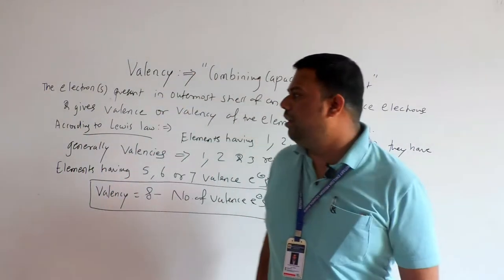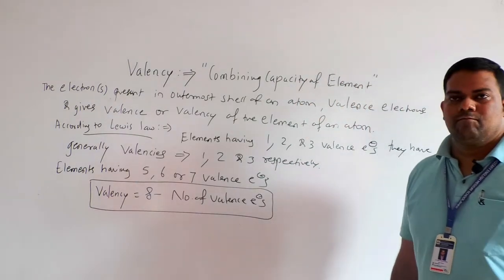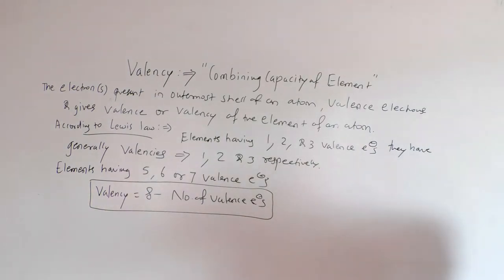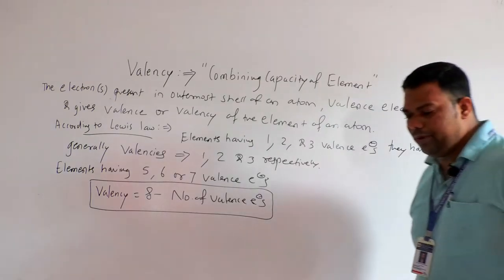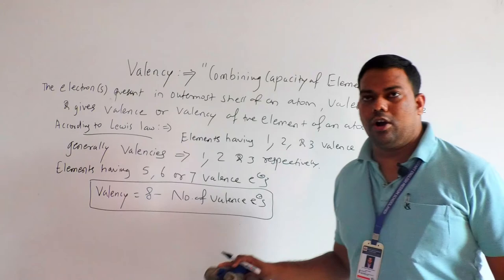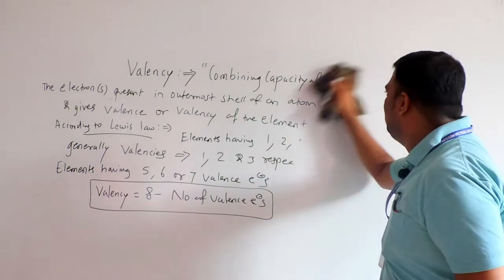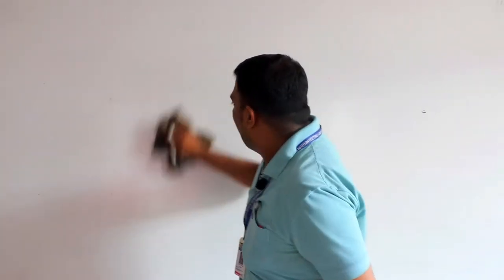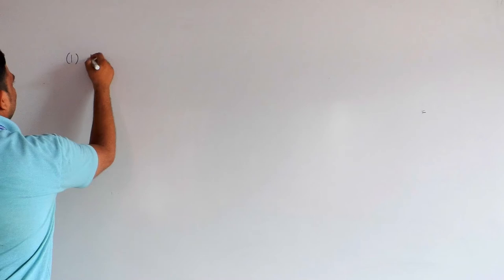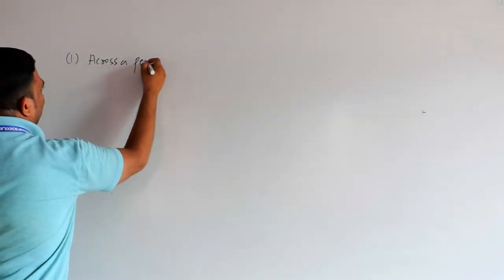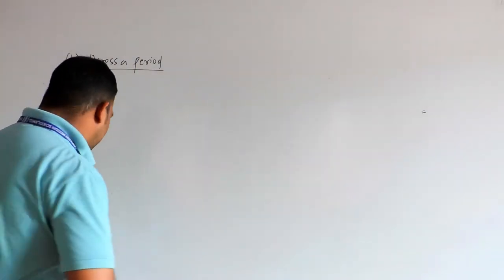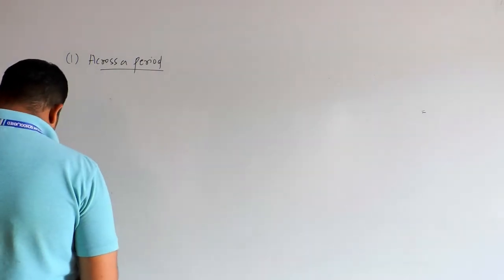Now we will discuss variation in the periodic table, in a group and in a period. See here, across the period what will happen, and from top to bottom what will happen? Pay attention to this. Across the period, we will discuss first. Across a period, or we can say from left to right, the number of valence electrons increases.